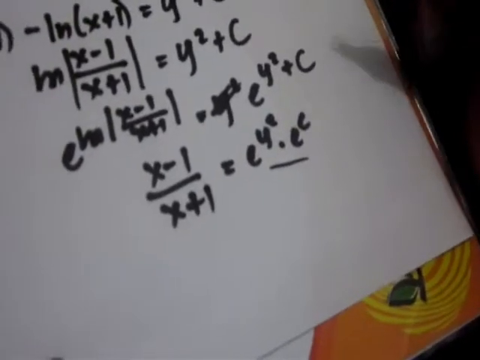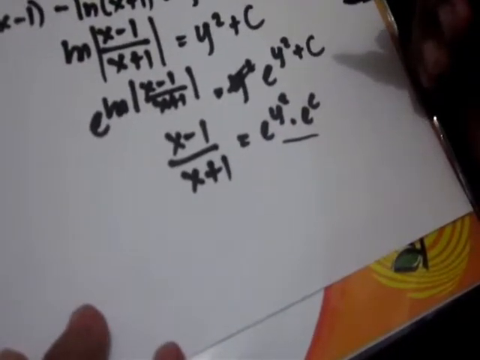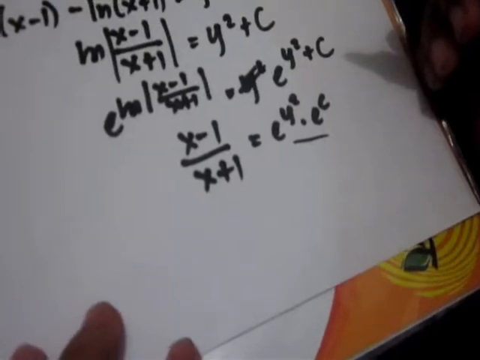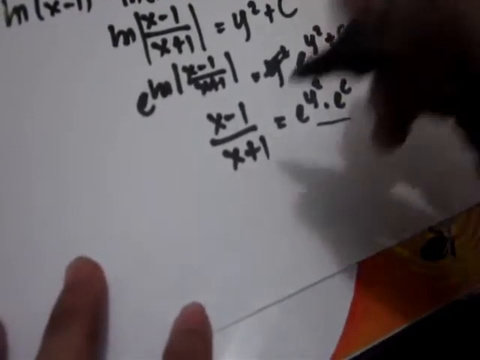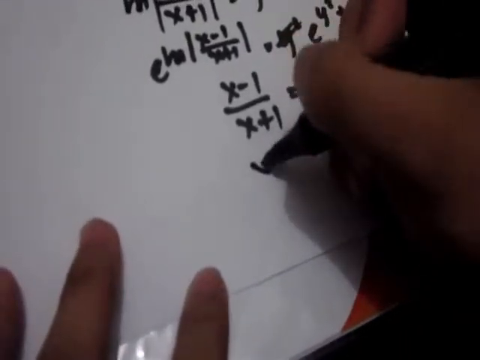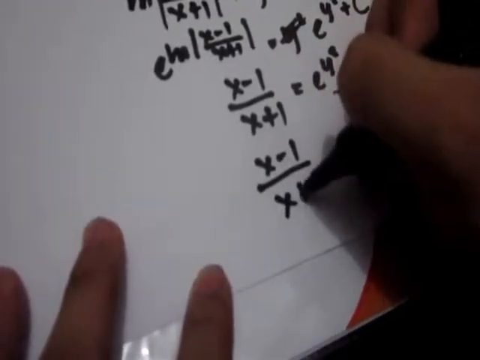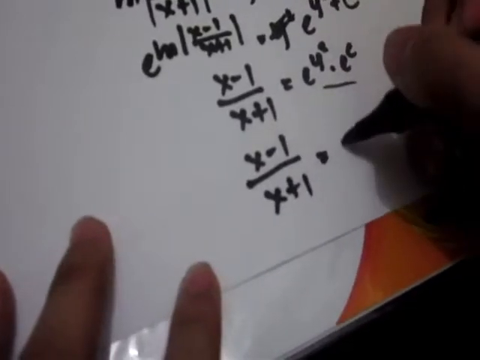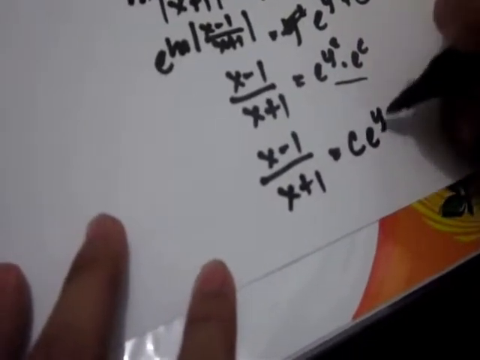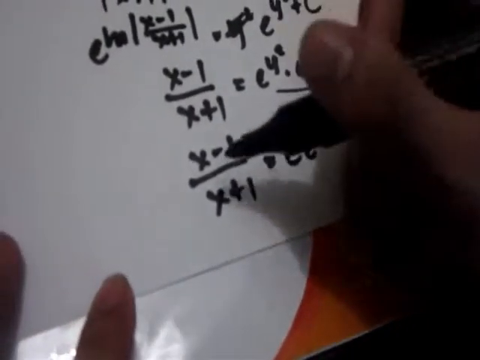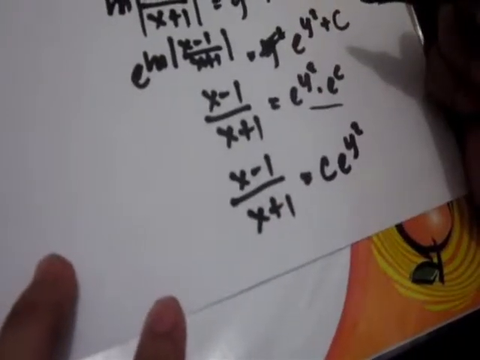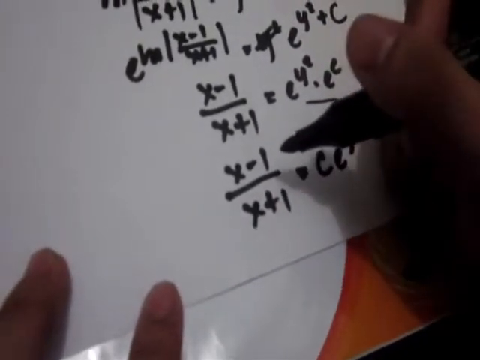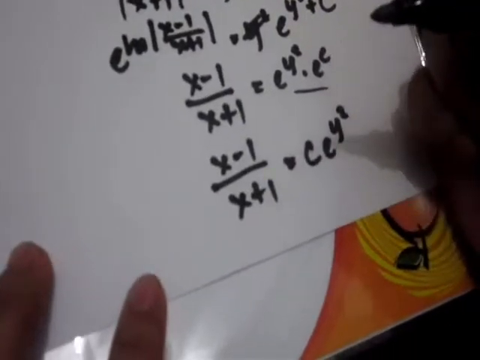Then, any constant raised by the natural constant e will just be a constant. So we will further get x minus 1 over x plus 1 equals c e to the y squared. Now, we already have the general equation for this first order differential problem.